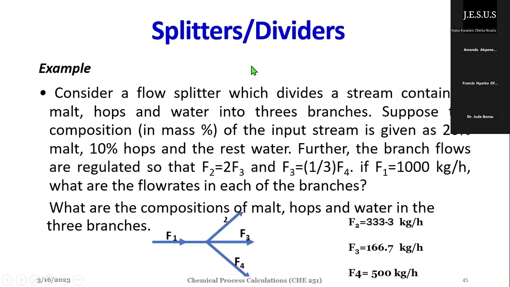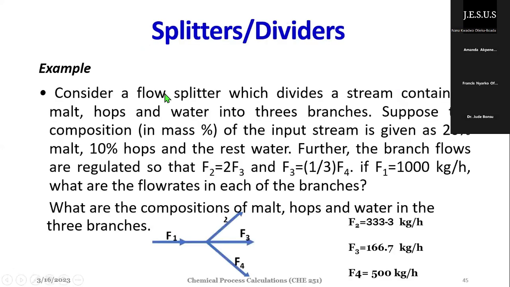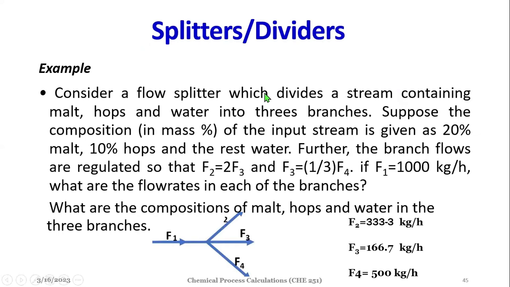So it says, consider a flow splitter which divides a stream containing malt, hops, and water into three branches. So the stream contains these three things: malt, hops, and water, right? Okay. It contains malt, hops, and water.